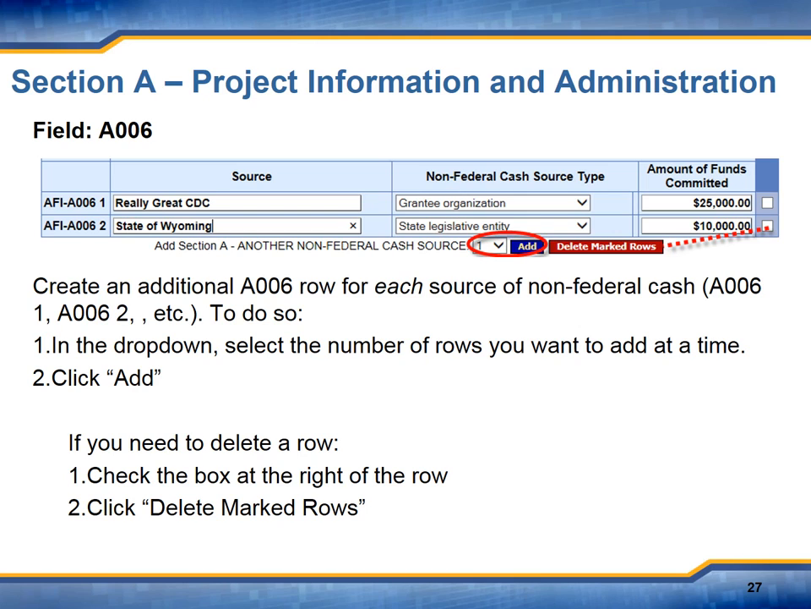Section A is for project information and administration. Field A6 is for reporting the sources of non-federal cash for the grant. Create an additional A6 for each source of non-federal cash, A6.1, A6.2, etc. To do so, first select the number of rows you'd like to add in the dropdown, then click Add. If you ever need to delete a row, check the box to the right of the row and then click Delete Marked Rows.